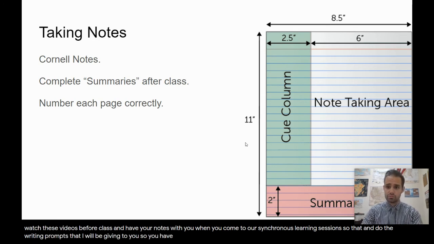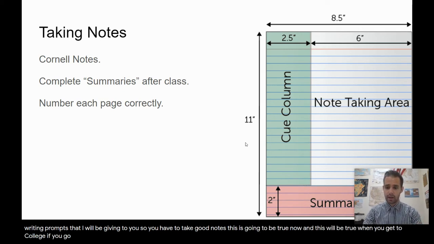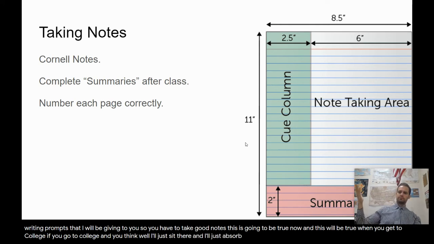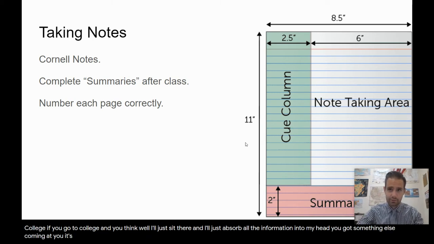So you have to take good notes. This is going to be true now, and this will be true when you get to college. If you go to college and you think, well, I'll just sit there and absorb all the information into my head, you've got something else coming at you. It's not going to work. You're going to fail. I mean, you just will.